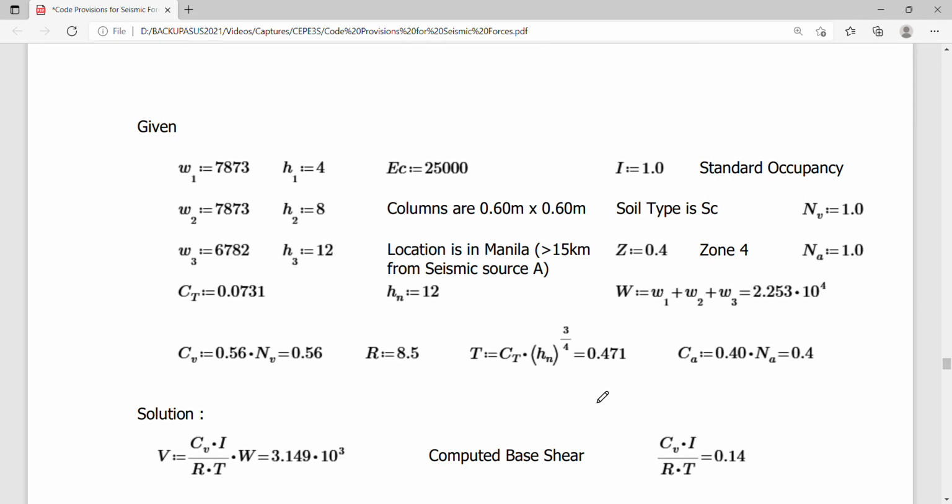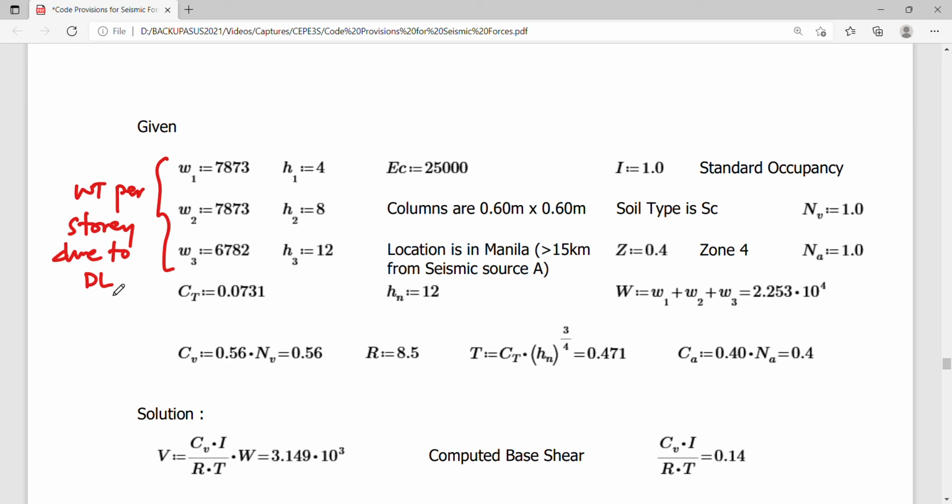Okay, for the given values, we need to have these values in order for us to proceed with the computation. So we have here the weights at each story. So these are now the weights, which are computed initially by considering the dead loads.